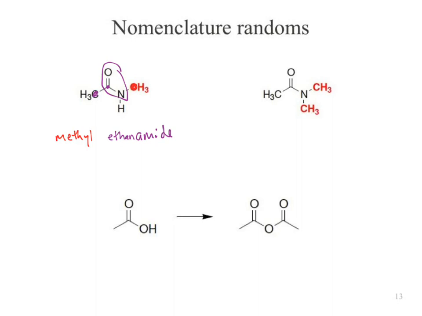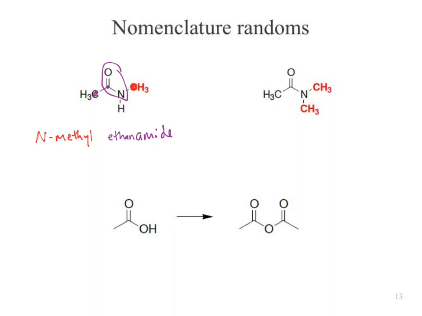Is that an ester? No, it's an amide. So I want to be more specific about where that methyl is located. What atom is that methyl connected to? Nitrogen. N-methyl ethanamide. Okay, so if you've ever seen a name with the N in it, that's why the N is there. The N is the locator.